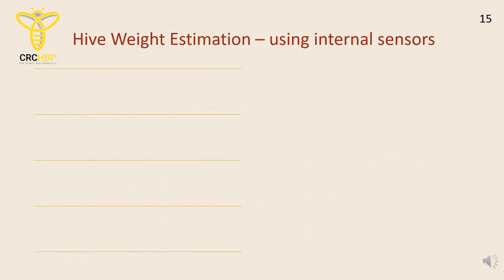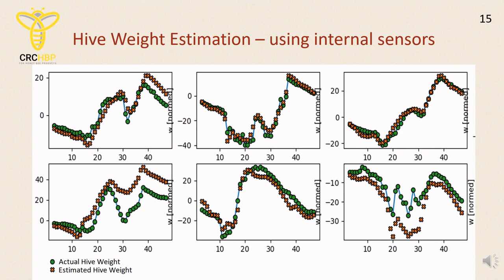Here are some results from our test set. Actual weight of hive is represented with green circles, whereas the AI estimated weight is shown using orange marks. We can see that on some days the estimations are very accurate. As we collect more data for training, we expect overall accuracy to increase.